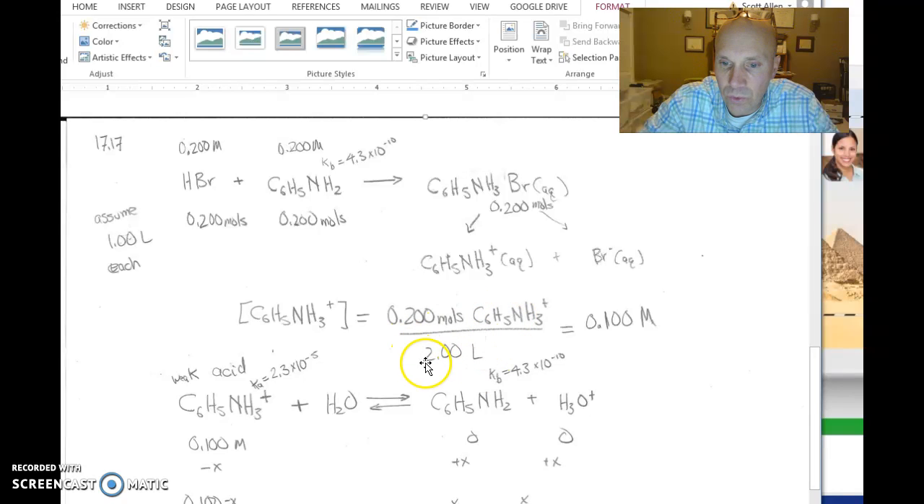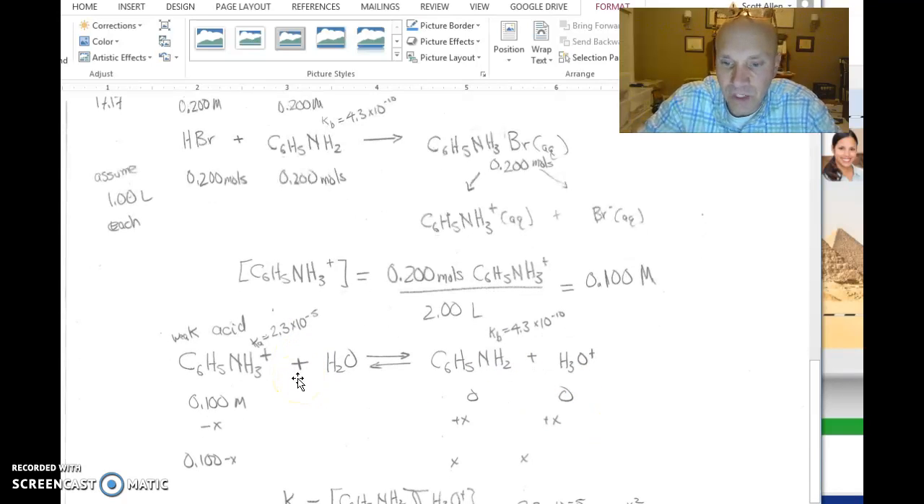You would have it in 2 liters because you're doing 1 liter of each of these, so your final volume would be 2 liters. That means that in the end you're going to have a 0.100 molar solution of this conjugate acid. So we take that conjugate acid, which would be a weak acid, and we react it with water, and it's going to do what acids do. It's going to donate a hydrogen, and if it does that, we could write this reaction right here.